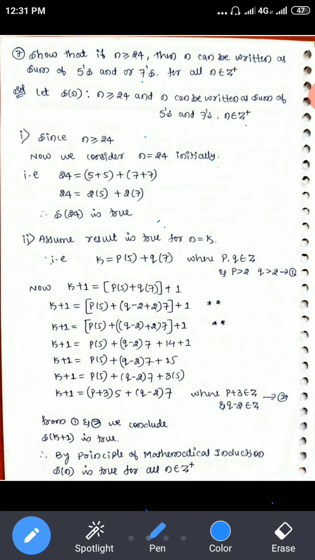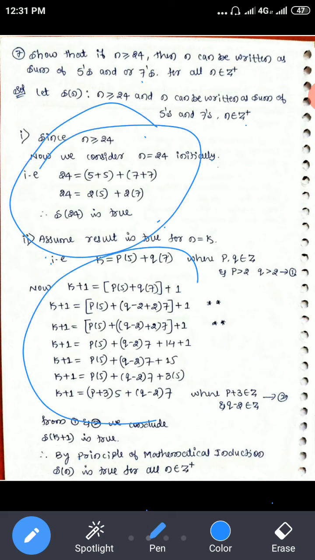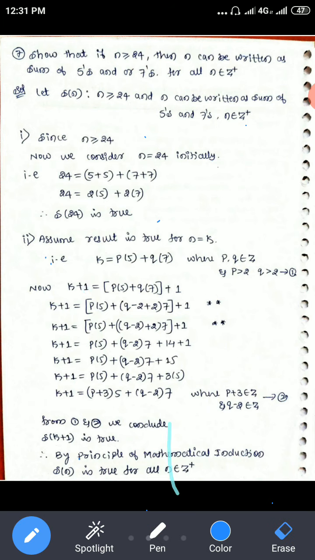I'll copy it and I'll write it systematically. So for the time being, you take this as a proof. This is definitely a correct proof only, but one more proof is there. So which one is convenient for you people, that one you refer and you can interpret in the exam. Show that if n is greater than or equal to 24, then n can be written as sum of 5s and or 7s for all n belongs to Z plus.